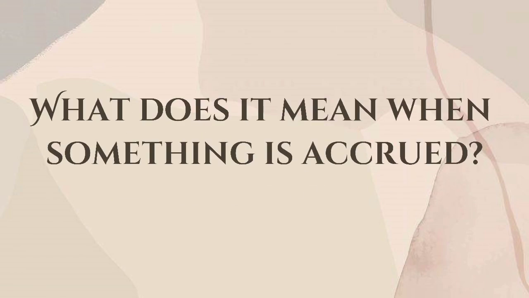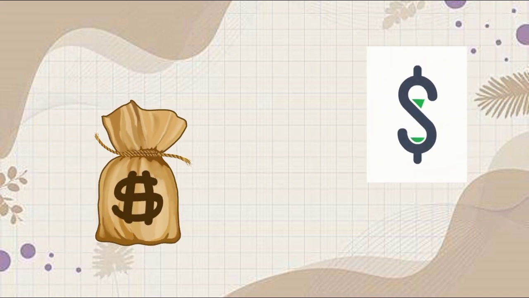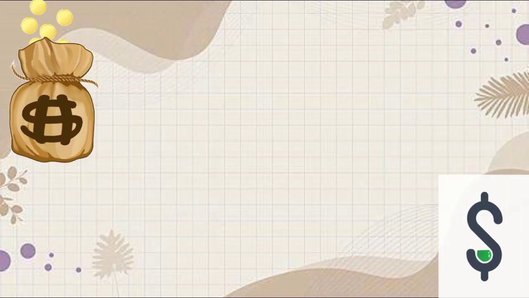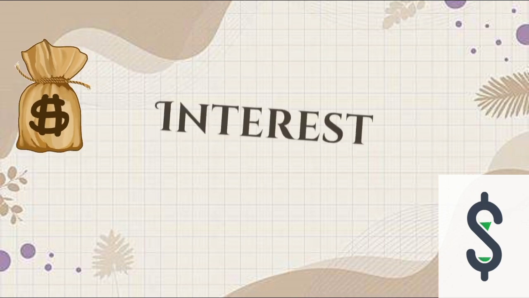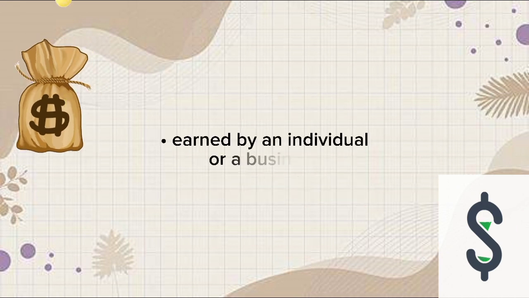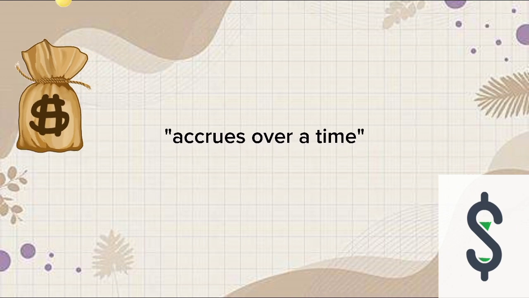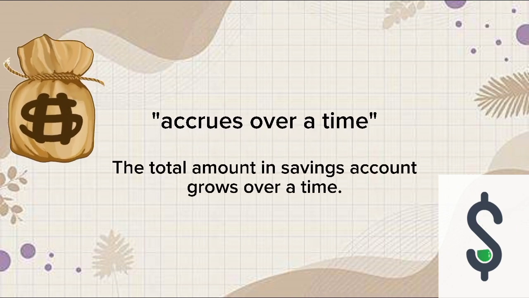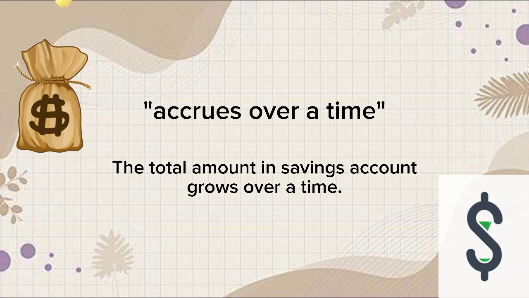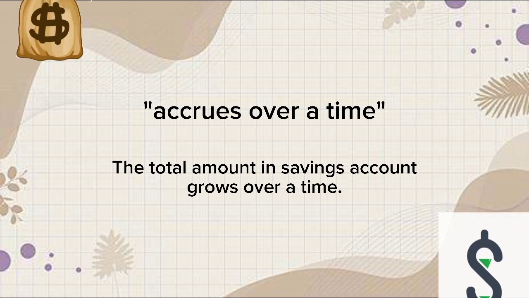What does it mean when something is accrued? It is to accumulate over time. Kapag sinabing accrue, ito ay naiipon sa paglipas ng panahon. Madalas na gamitin ang salitang accrued sa mga interes, income, or expenses na natanggap at naipon ng isang individual o negosyo. Halimbawa nito ay ang interes sa savings account na kung saan ang naipon na kabuuang halaga sa isang account ay lumalago dahil sa paglipas ng panahon.